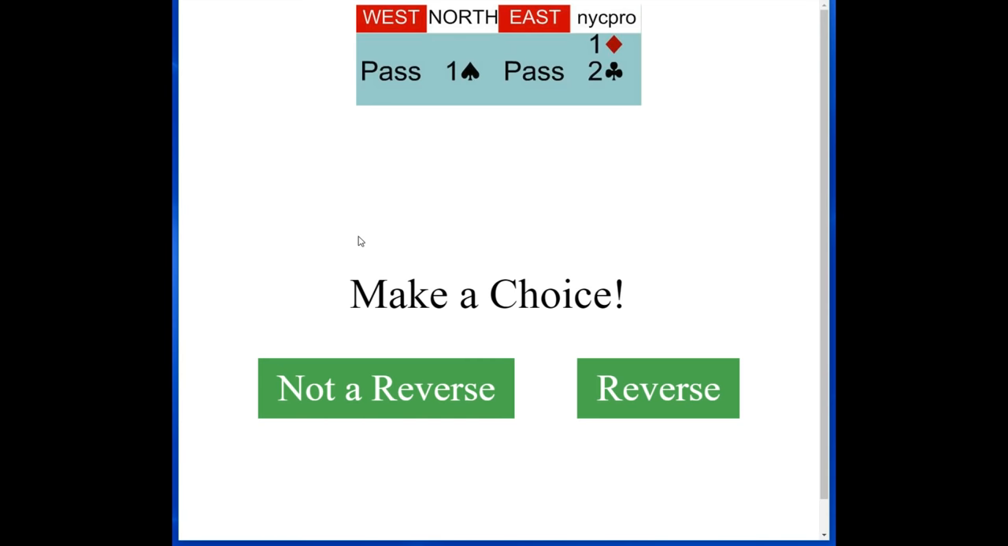We open a diamond, partner bids a spade, and we bid two clubs. Reverse or not a reverse?